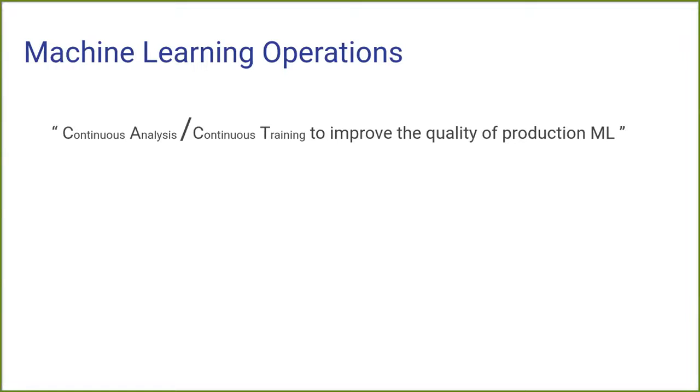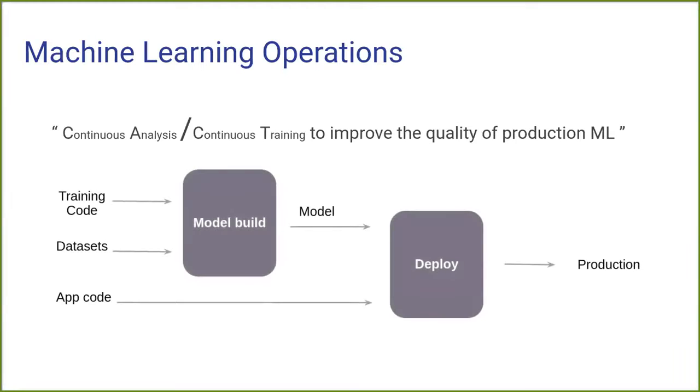If you take any machine learning operations, continuous analysis and continuous training is a very essential part to improve the quality of these machine learning products. As you see in the diagram, data scientists will analyze the data sets, and then they build and train their model, and finally they will hand it to the DevOps engineers, and they will test and deploy, and do the rest of the production work using their application code.